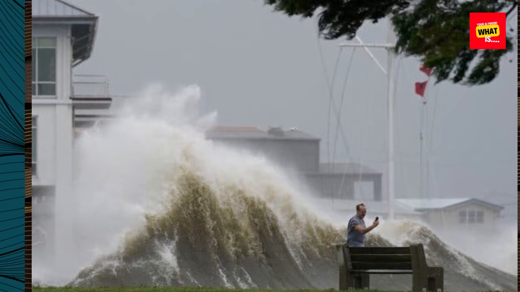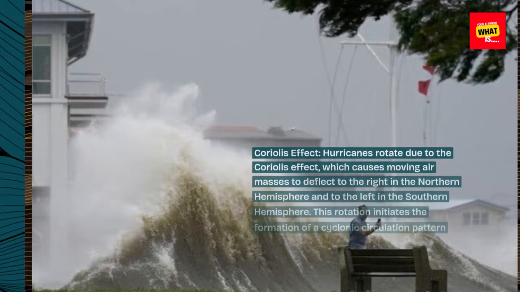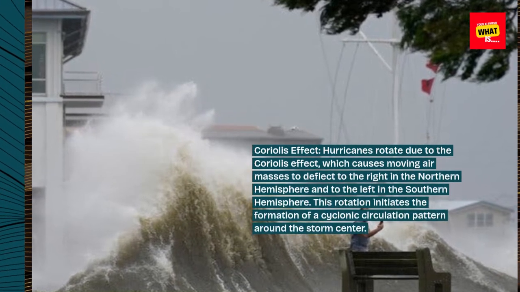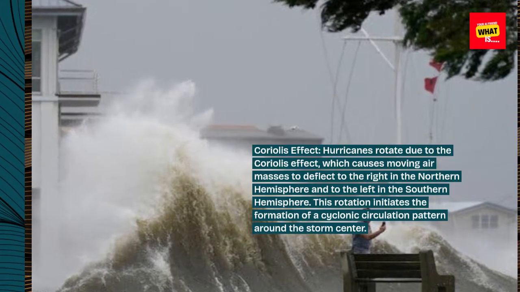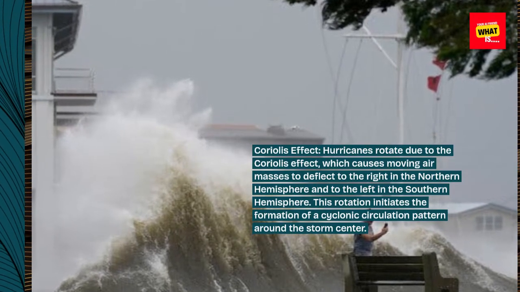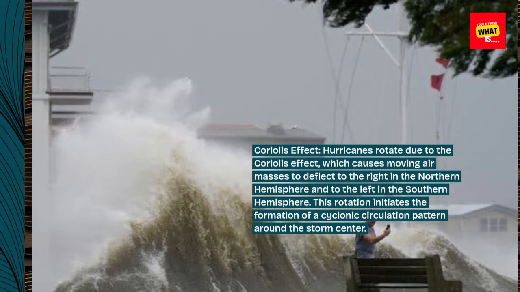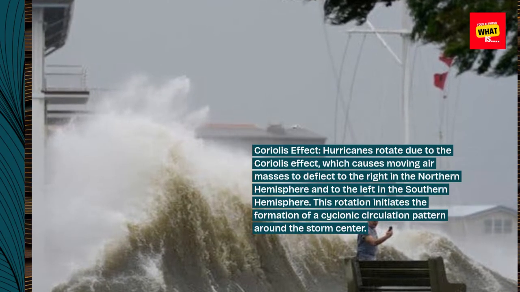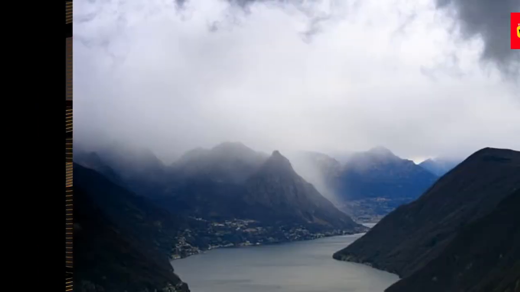Coriolis effect. Hurricanes rotate due to the Coriolis effect, which causes moving air masses to deflect to the right in the northern hemisphere and to the left in the southern hemisphere. This rotation initiates the formation of a cyclonic circulation pattern around the storm center.